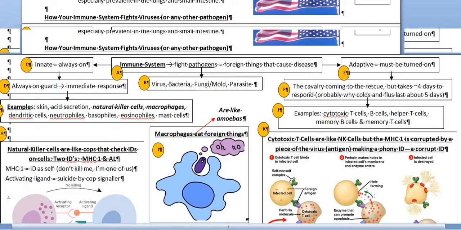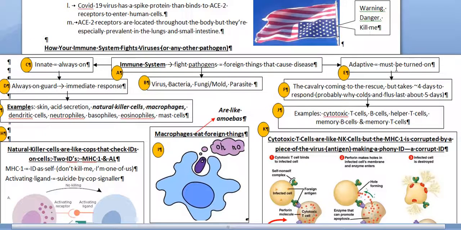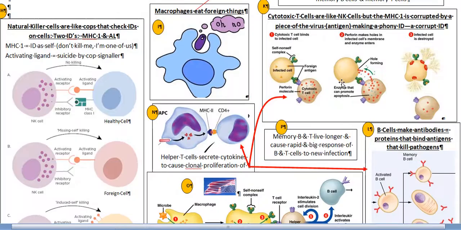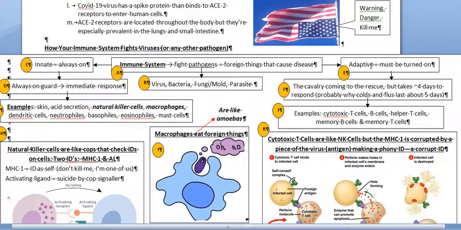Now, the adaptive system, they take a while to kick in. 4 days, they're the cavalry coming to the rescue. They're the big guns coming in, but they're slow. Take 4 days. And another problem is they don't live long. After the infection's gone, they say, "Okay, we're done," and they die. Right? No longer needed. Why waste the resources? Right? So they don't last long. You lose that protection. You get whacked again. It takes another 4 days.